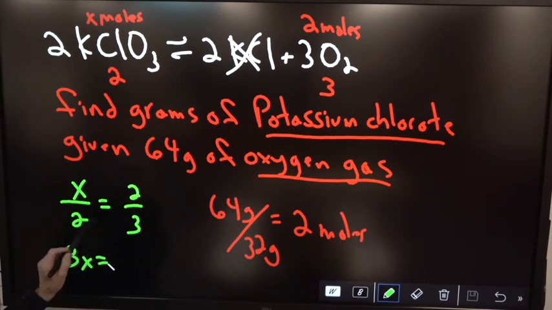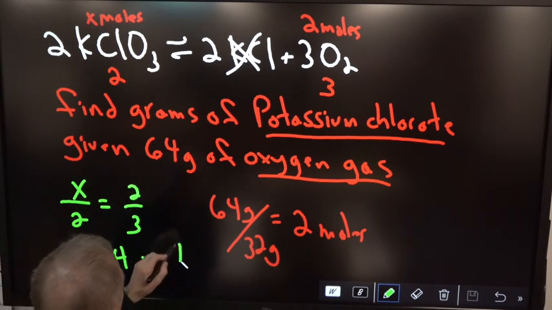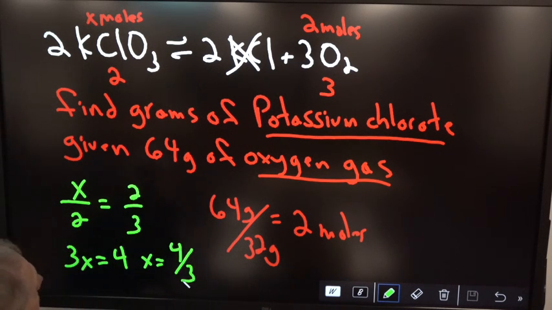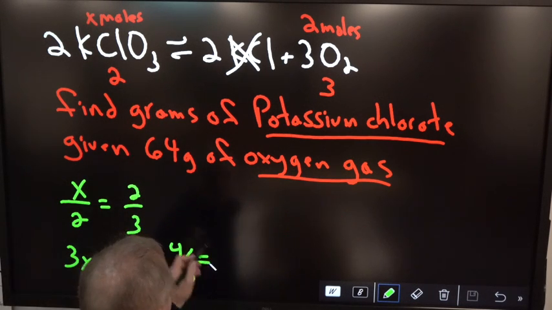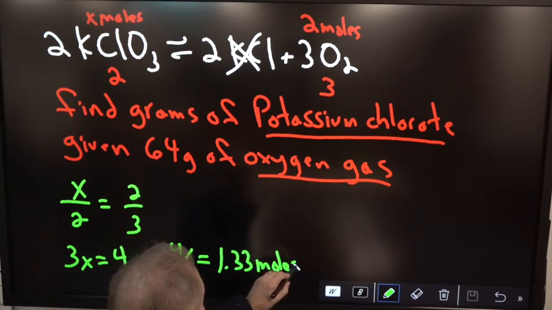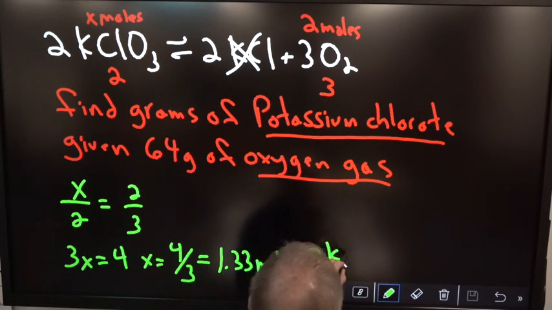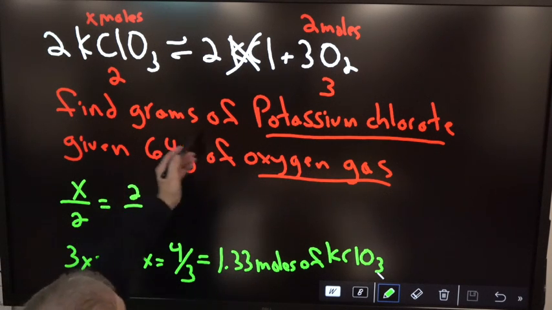So that will be 3x equals 4. 3x equals 4, so x equals 4/3. So 4/3 is what is above KClO3. Now that's 4/3 mole. So what do I have to do now? This equals 1.33 moles of KClO3. But I don't want moles of KClO3, I want grams.